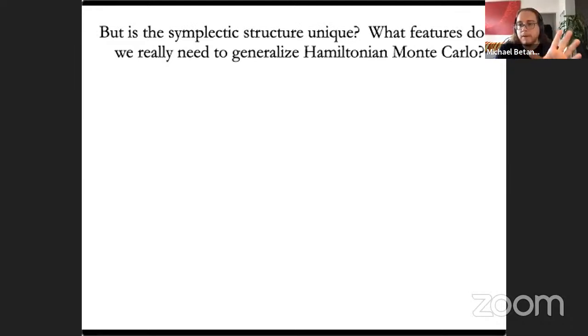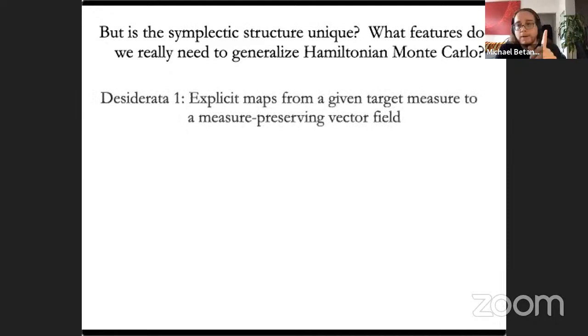But one perspective on this is, here are the 5 properties that are really why Hamiltonian Monte Carlo worked as well as it did. 1, we have an explicit map from a target distribution or a target measure to a measure preserving vector field. Right? So I can take a distribution and I can immediately find a way of generating motion, generating exploration that preserves that distribution.